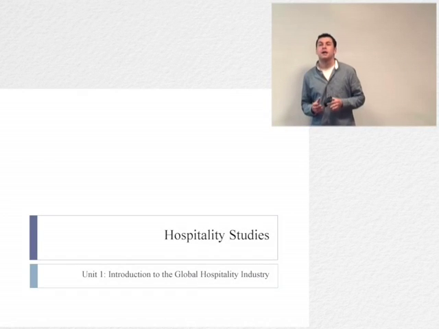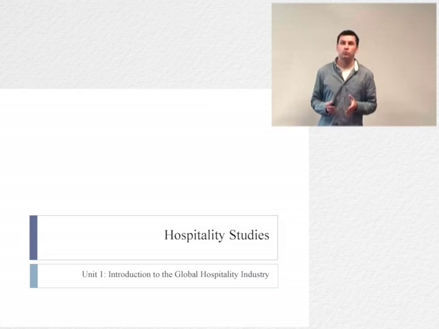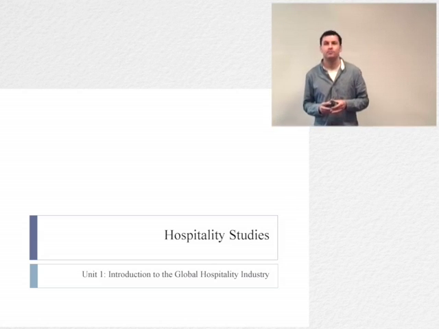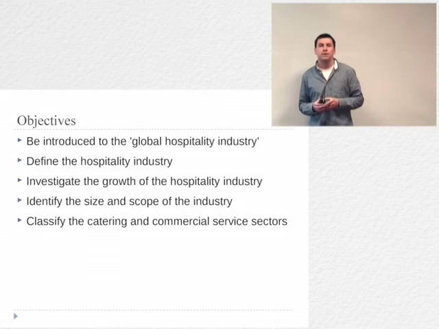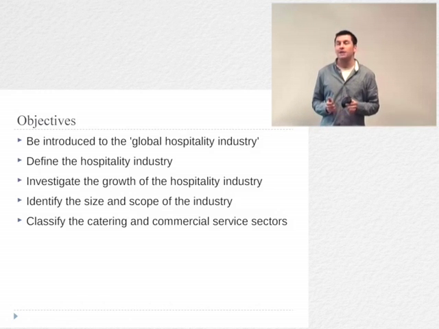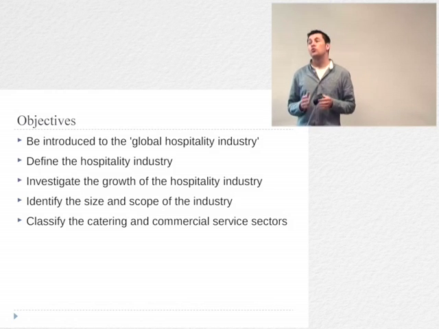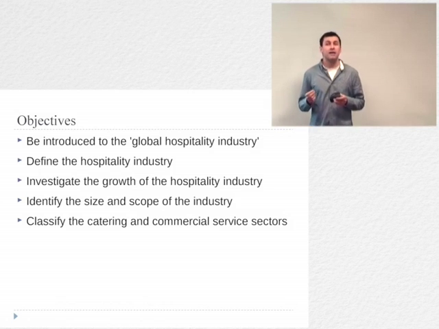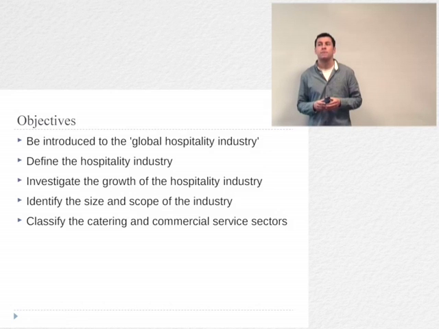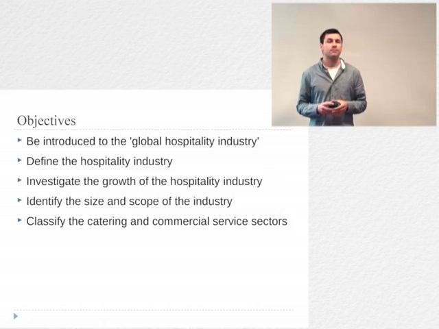Today we will look at Hospitality Studies Unit 1, and Unit 1 is the introduction to the global hospitality industry. Our learning objectives for this unit are to be introduced to the global hospitality industry, to define the hospitality industry, to investigate the growth of the hospitality industry, to identify the size and scope of the industry, and also to classify the catering and commercial service sectors.